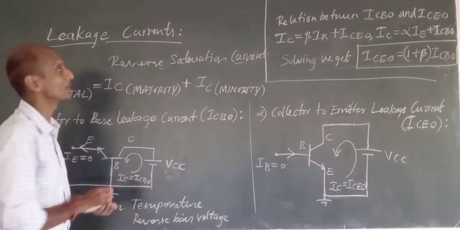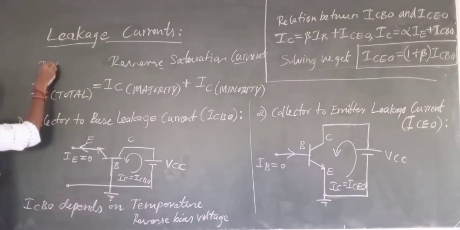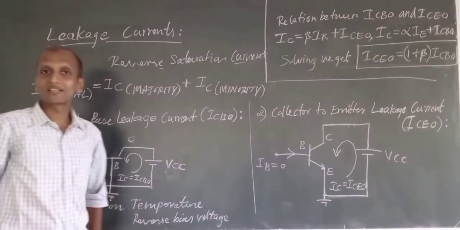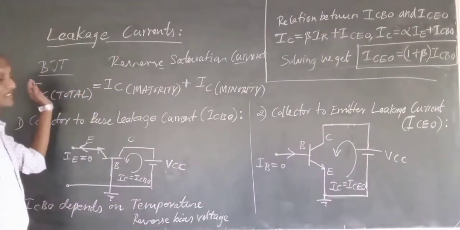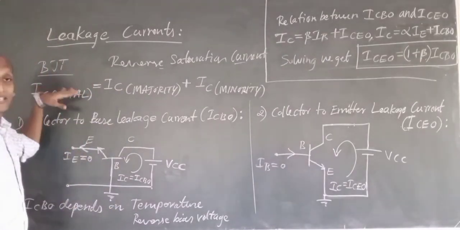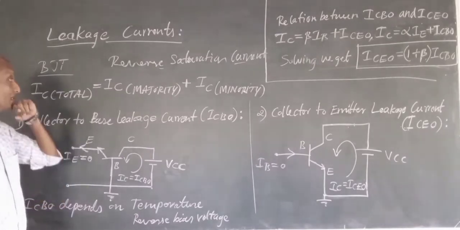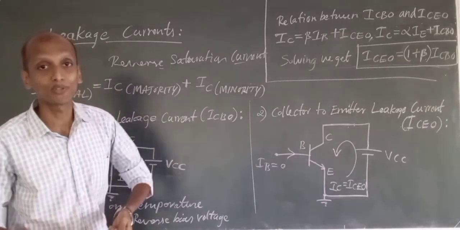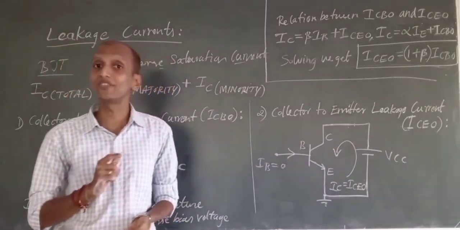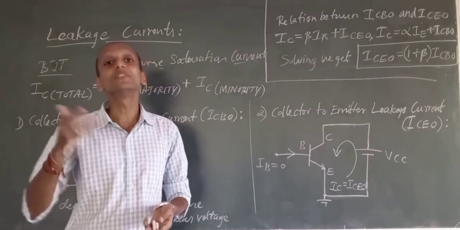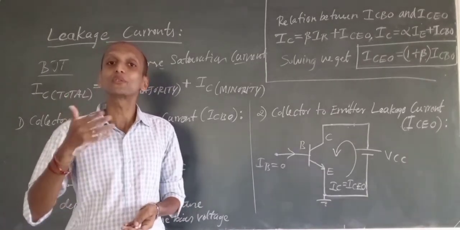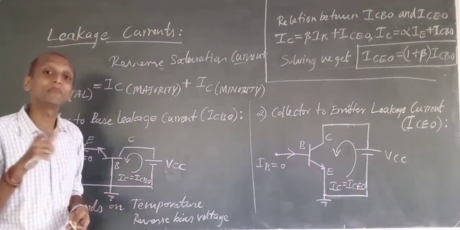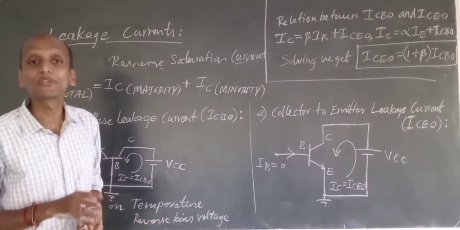Your normal transistor, the bipolar junction transistor, we call it BJT. What is a unipolar device and what is a bipolar device? In unipolar devices like your FET, the total current flowing through the device is all because of the majority charge carriers. Only one charge carrier makes the total current in that particular device.